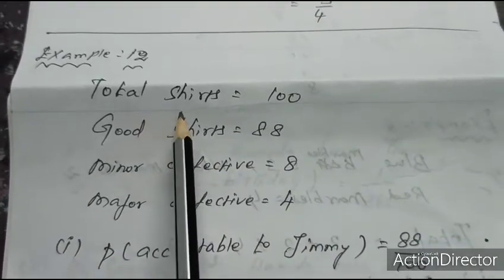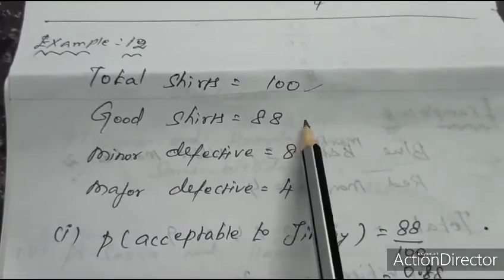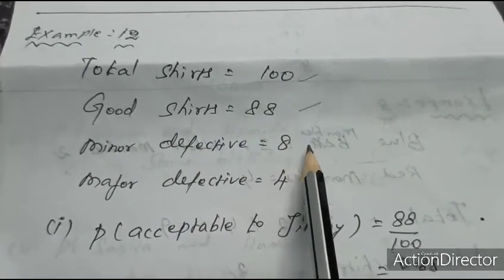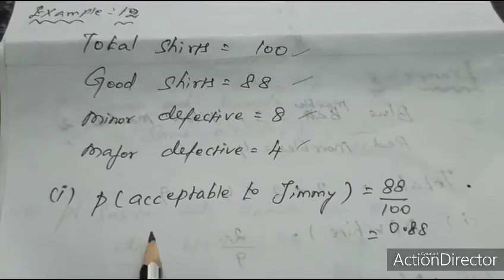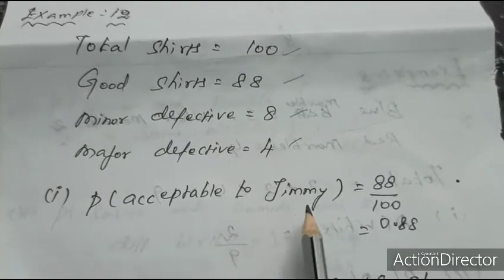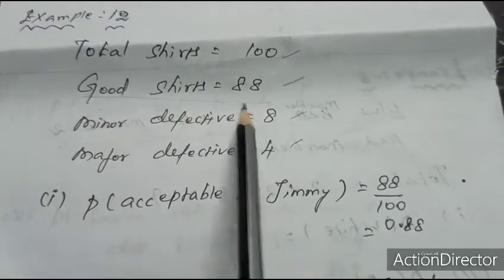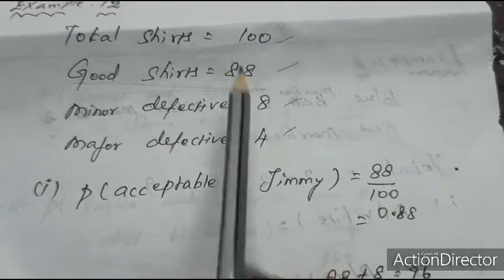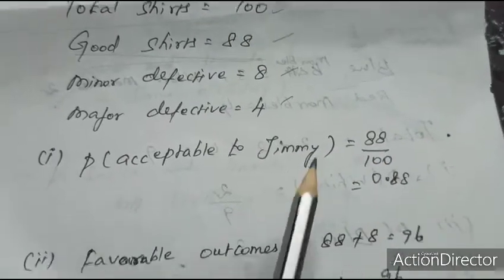Solution of Example 12. Total number of shirts 100, good shirts 88, minor defective 8, major defective 4. The probability of acceptable to Jimmy: only a good shirt is accepted, therefore the number of good shirts 88 is the favorable outcomes, by total outcomes 100. Therefore 88 by 100, which is 0.88.